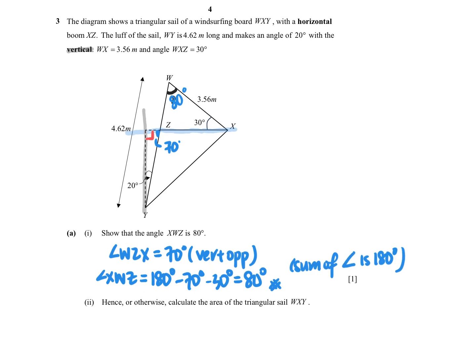Knowing that, they say hence or otherwise, calculate the area of the triangular sail WXY. WXY means the whole triangle.